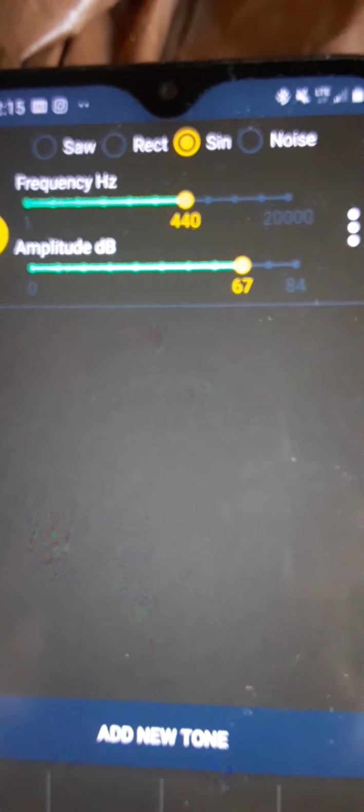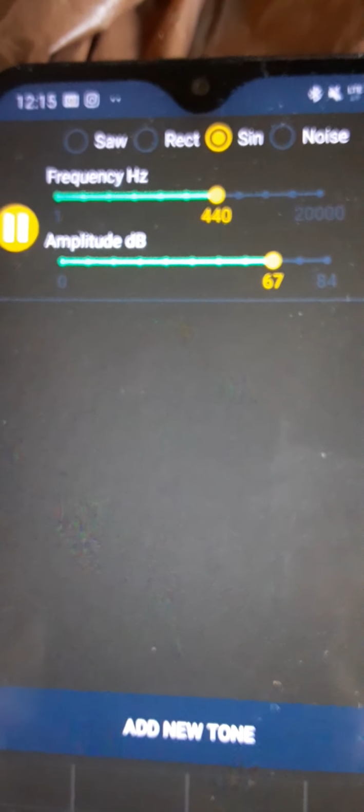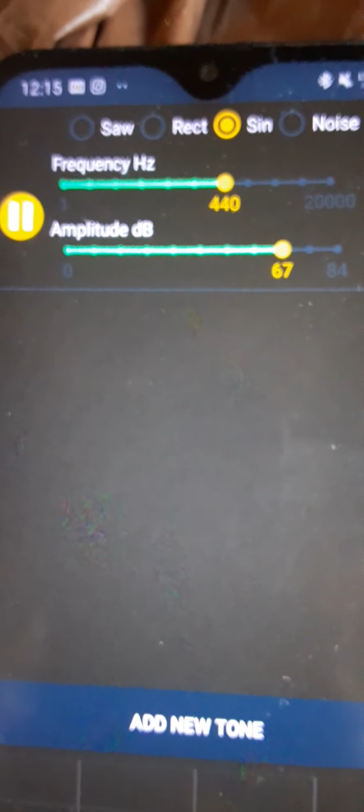All right, hold on. Okay, now watch what happens when I turn it up. There you go. So now it's at amplitude 67. Amplitude 67, 440 hertz. So now that's what you see right here. This is the sine wave right here at a specific amplitude.